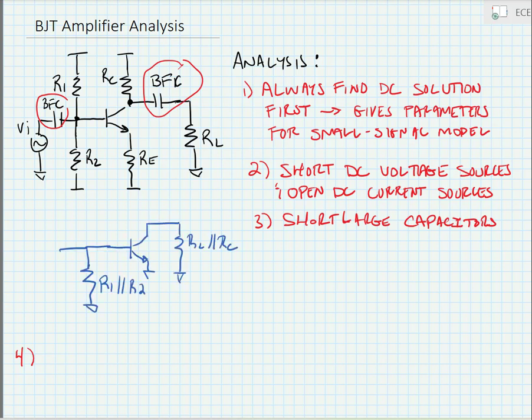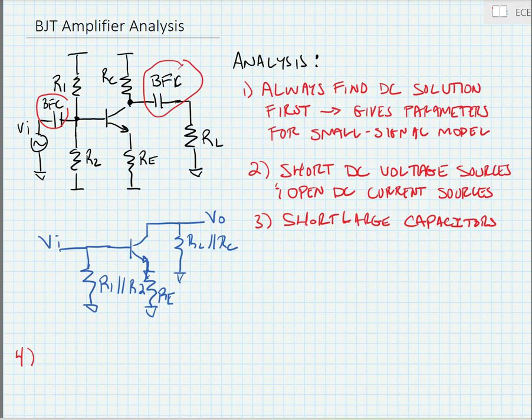Here we have R1 in parallel with R2 shunted with the base. We have RL in parallel with RC shunted with the collector. Now, we don't have to draw this every single time. You'll get to the point where you can go directly to the small signal model before doing this, but sometimes it's helpful to see the intermediate steps in between. So the next step is to replace the transistor with the small signal model. Okay, so we'll draw that in just a moment.